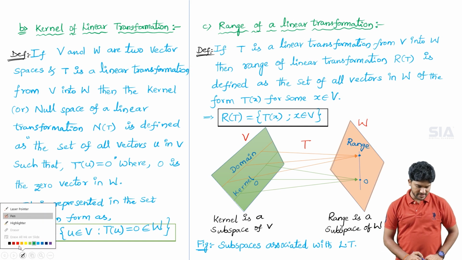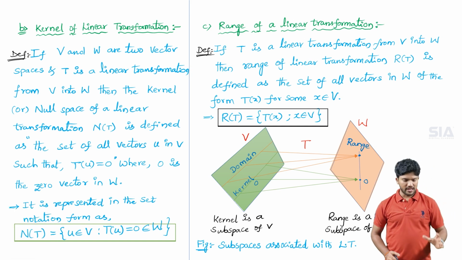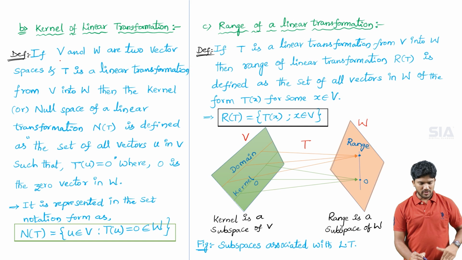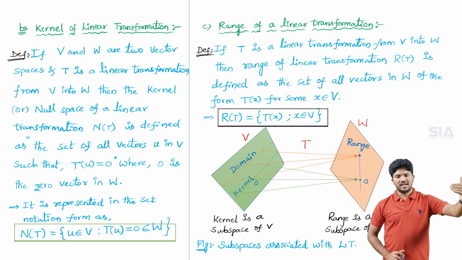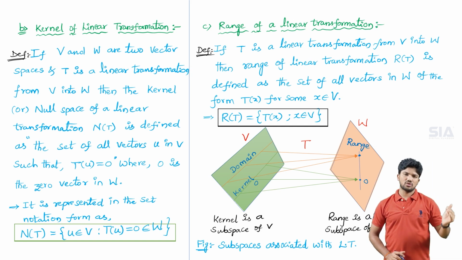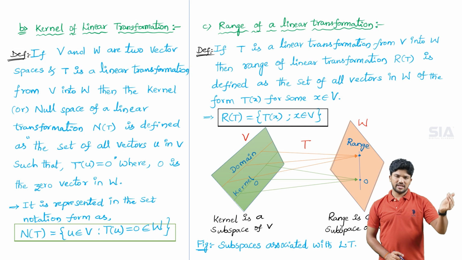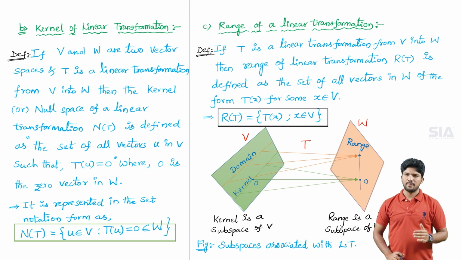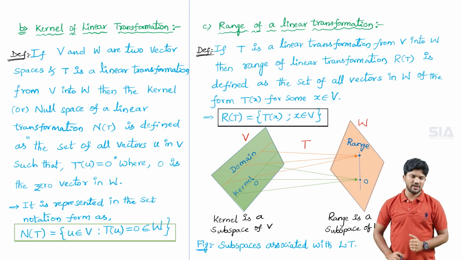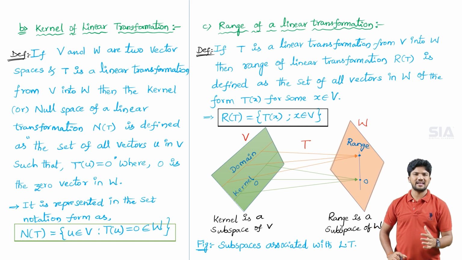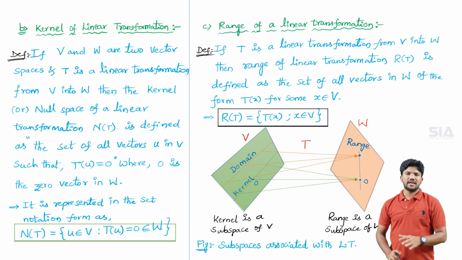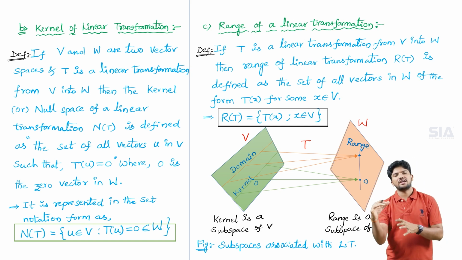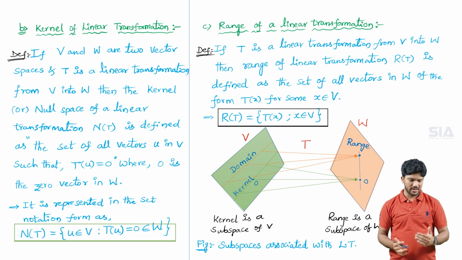Now the second definition is the kernel of a linear transformation. In algebra, whenever we discussed group conditions, there also we discussed the kernel of subgroups. Here also we are going to discuss the kernel of the linear transformation. Here the kernel is nothing but, whenever you take an identity element or one vector, the image of that vector equals 0. So we are going to see the definition.